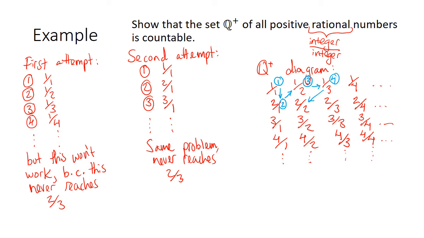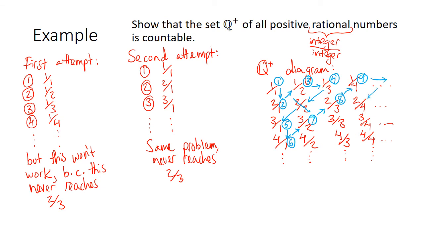But when I get to 2 over 2, I've actually seen that rational number before. It was 1 over 1, so I'm going to skip that one and go straight on to 3 over 1, which will be my fifth number. Then I'm going to go down to 4 over 1, and that'll be my sixth number. Then I go back up along the diagonal. 3 over 2 will be my seventh, then 2 over 3 will be my eighth entry, and then back up to 1 over 4, the ninth one. And then I'm just going to keep going like this.